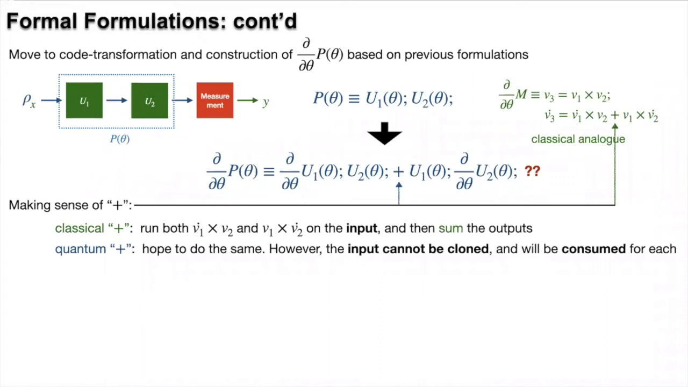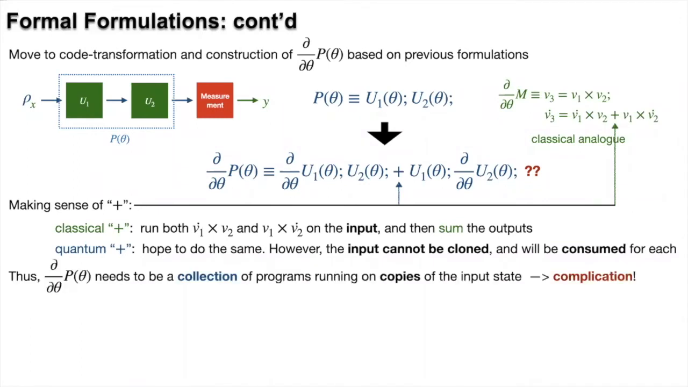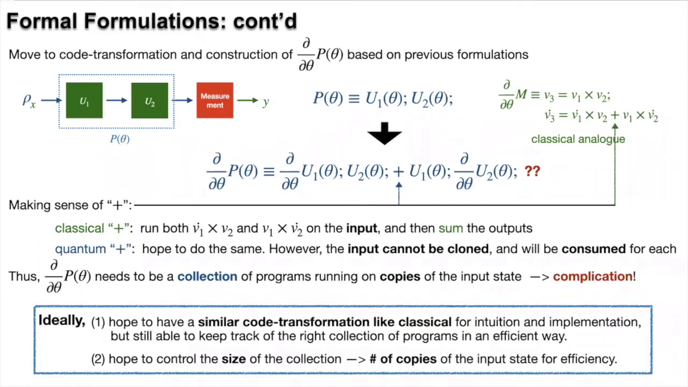However, the input state cannot be cloned. And when you run a program on top of that, it will be consumed. So that means if we want to run partial p partial theta, you need to run a collection of programs on the copies of the initial state, which is a complication for code transformation. Ideally, we hope to have a code transformation similar to the classical one for intuition and easy implementation. But still, we want to be able to keep track of the right collection of programs in an efficient way. Moreover, we hope to control the size of the collection for efficiency.